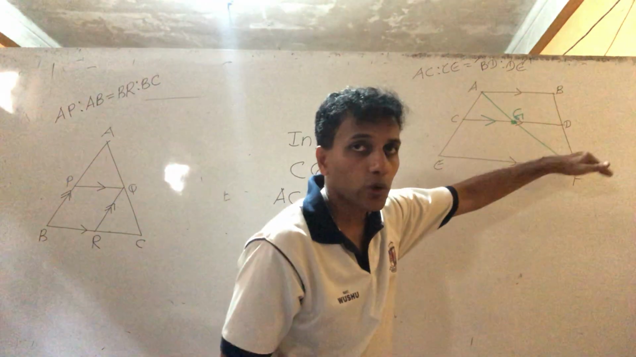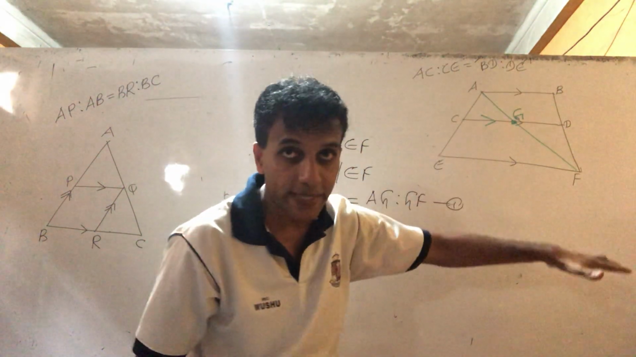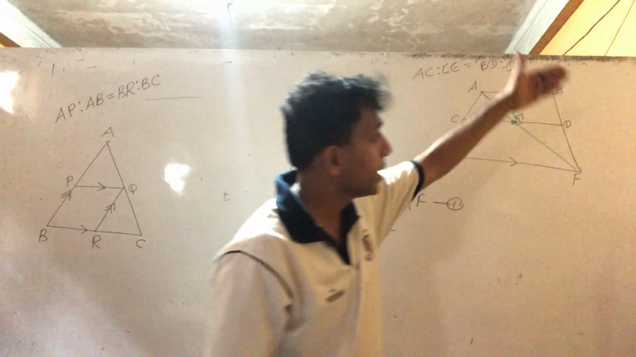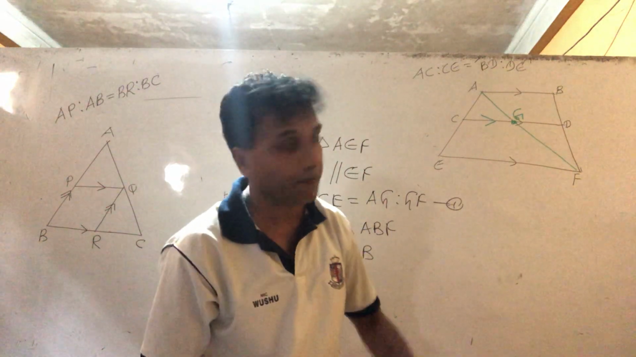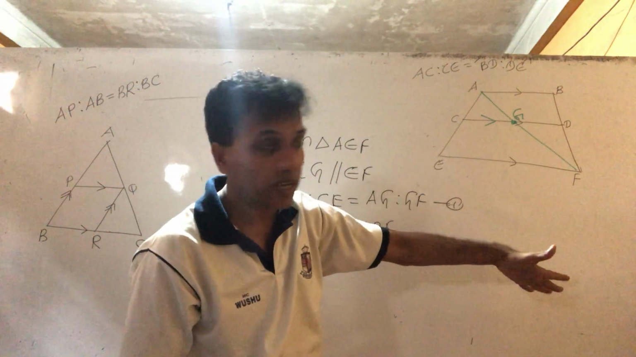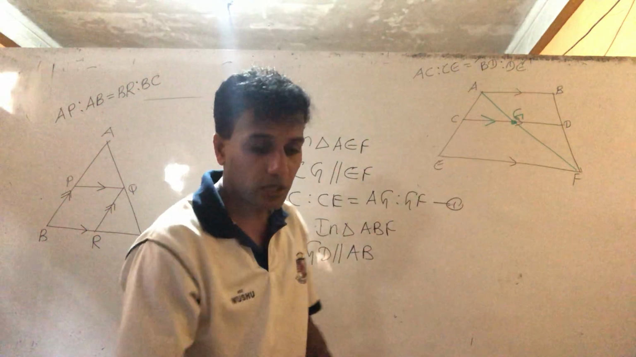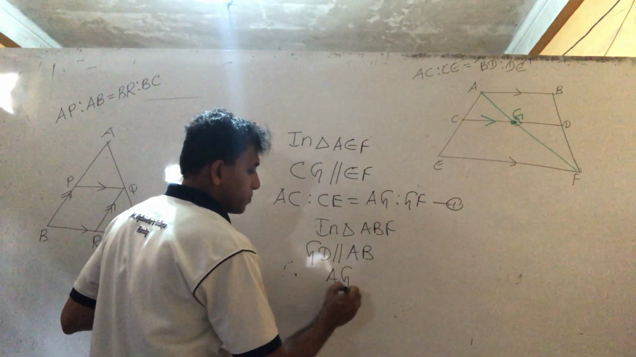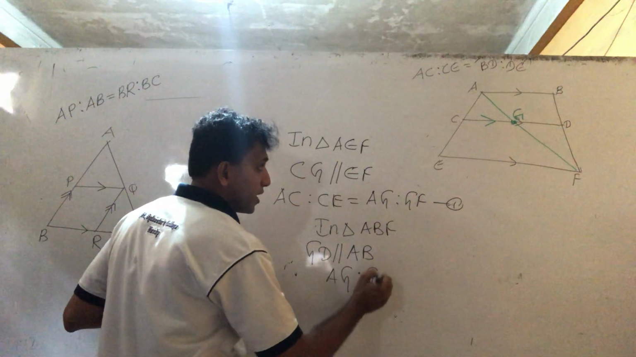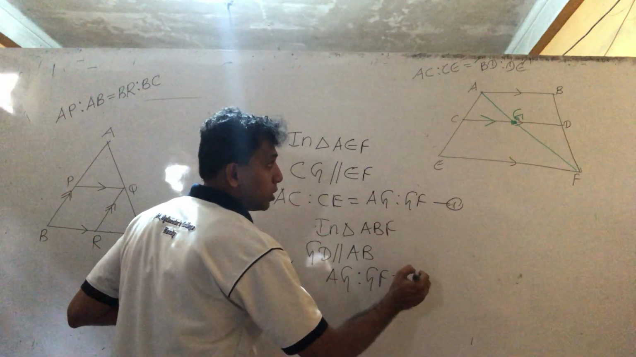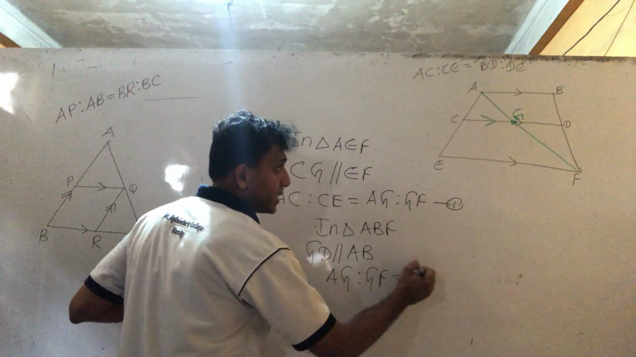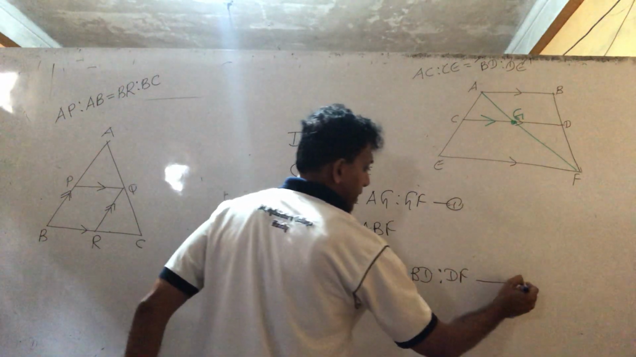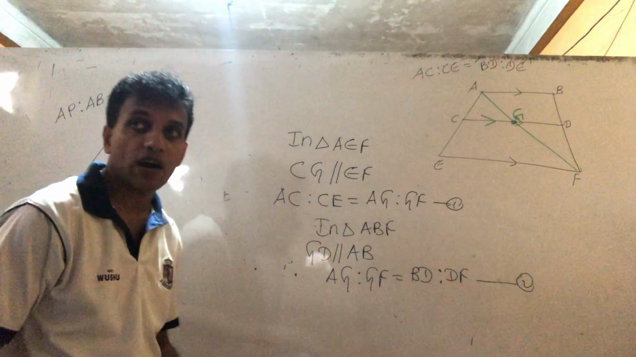So you also can write from up to downwards, okay? AG is to GF equals what? BD is to DF, okay? AG is to GF equals BD is to DF. So write that. AG is to GF equals BD is to DF, okay? Say second answer, second result.